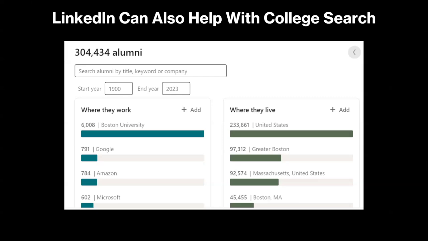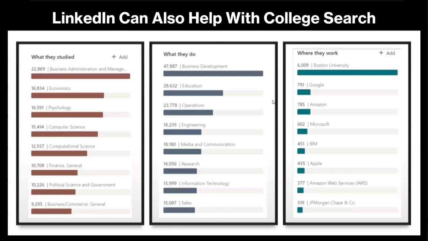So there were 304,000 alumni of Boston University on LinkedIn. 6,008 are currently students at BU, but you can see where they work. 791 at Google, 784 at Amazon, Microsoft. So there's a lot of information here, and you can drill it down. So you can actually see, if I study economics, there are 16,000 people who majored in economics at BU who are on LinkedIn, and you can see where they're working. And for a lot of schools, doing this gives you the marketability of the degrees.